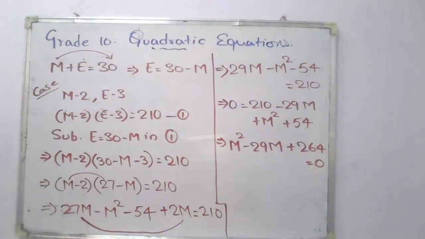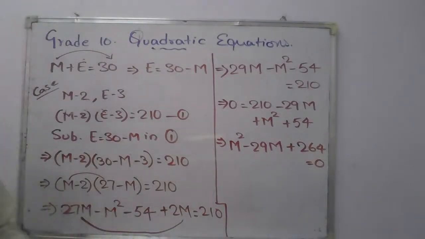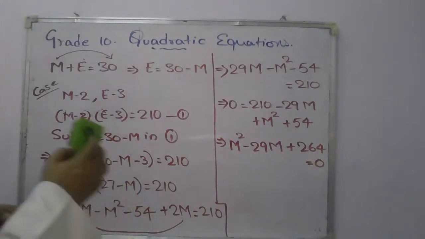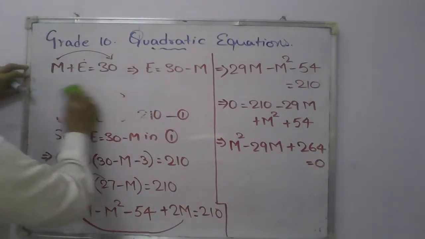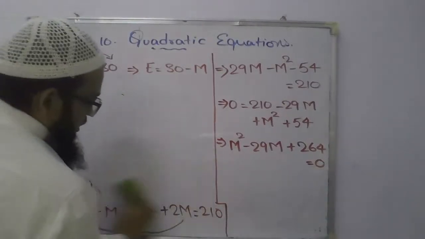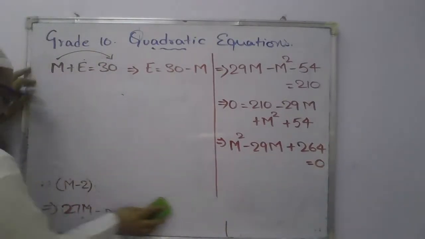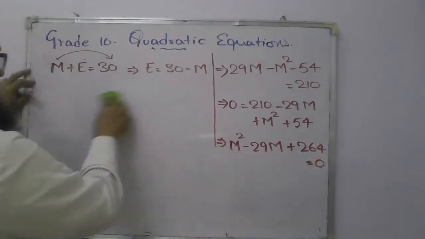So did you get any equation? Yes, sir, we got an equation. So m square minus 29m plus 264. Now let us do what you can do it by. You can do it by splitting the middle terms, or you can use the formula. So which one? Let us go with the formula.